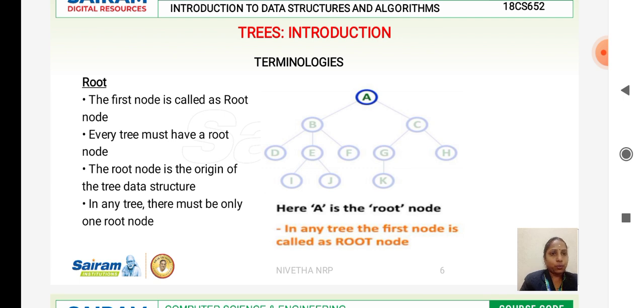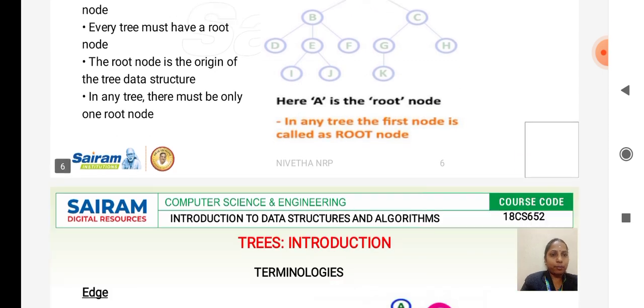Here A is the root node, and from A, B and C have emerged. From B, D, E and F have emerged. Similarly from E, I and J have emerged, and from C, G and H have emerged. From G, K has emerged. The first terminology is the root, which is the basis of a tree ADT, and we will have only one root node. From that root node all the other branches will emerge.